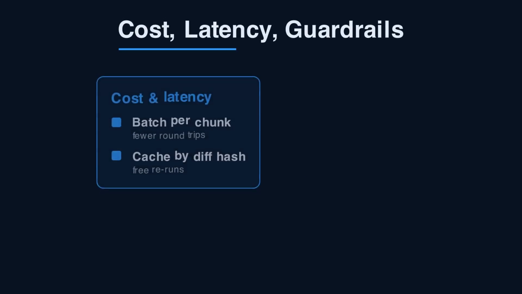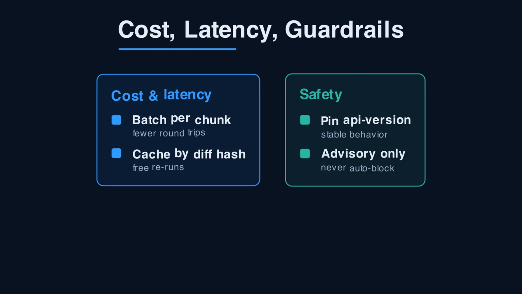Two final trade-offs. To control cost and latency, batch findings into one structured call per chunk rather than chatting back and forth. Cache results keyed on the diff hash so reruns are free, and gate the expensive model behind a label or branch rule. On guardrails, pin an API version, log token usage per pull request so cost doesn't surprise you, and treat the assistant as advisory, never a merge blocker on its own. A confident-sounding hallucinated bug that blocks merges will destroy team trust faster than anything.